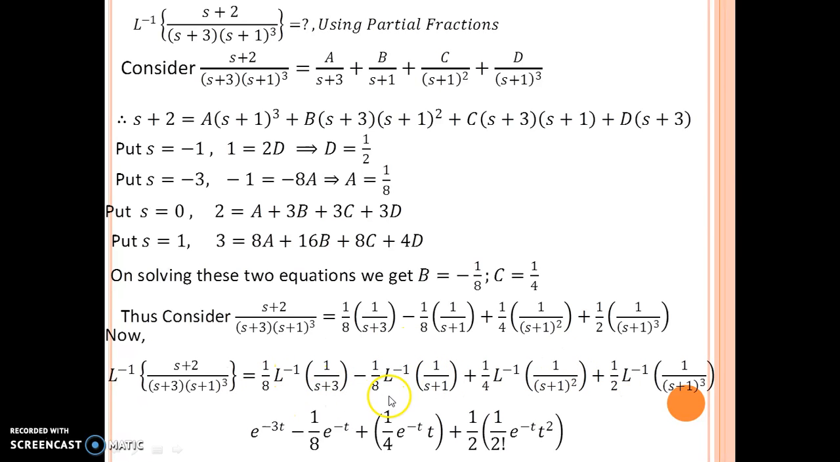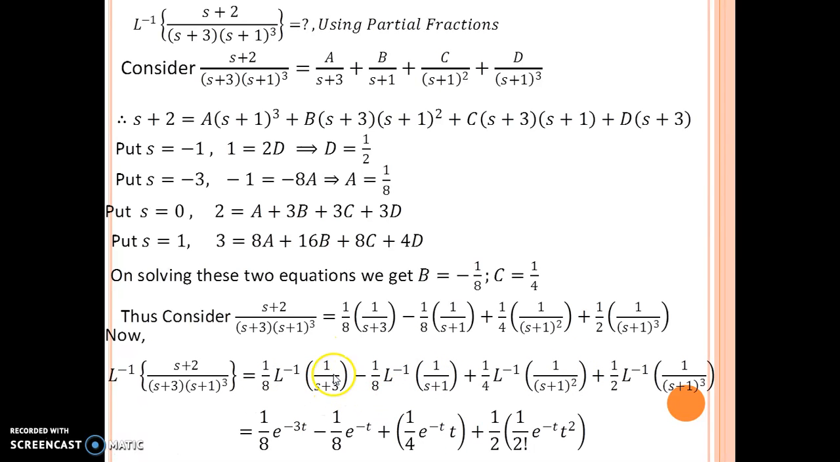What are the inverse Laplaces of each of the terms? The inverse Laplace of 1 upon s plus 3 is e to the power minus 3t. For this it is e to the power minus t. Over here it is e to the power minus 3t. And for this it is e to the power minus t times t square divided by gamma 3, and gamma 3 is nothing but 2 factorial.